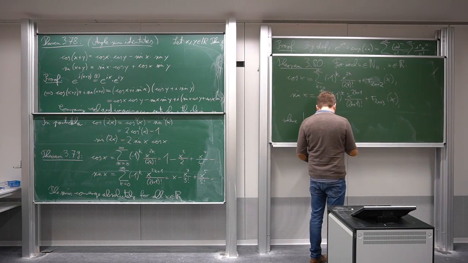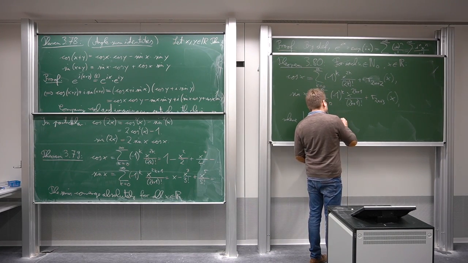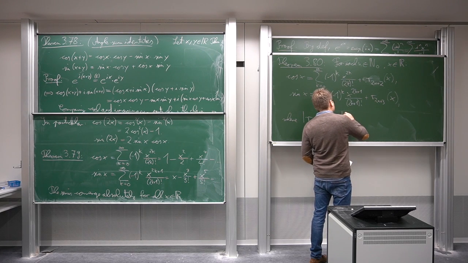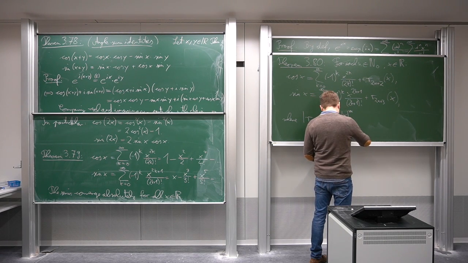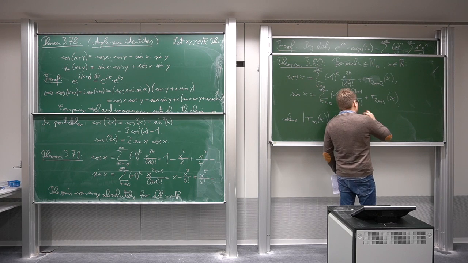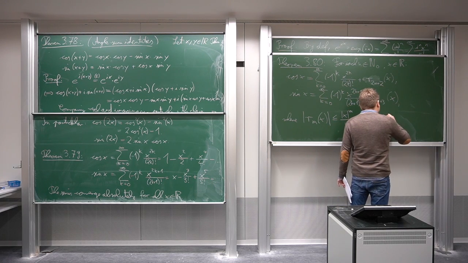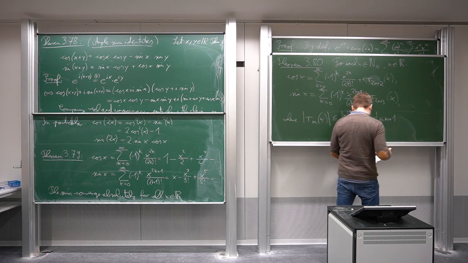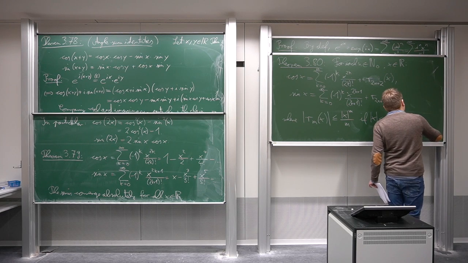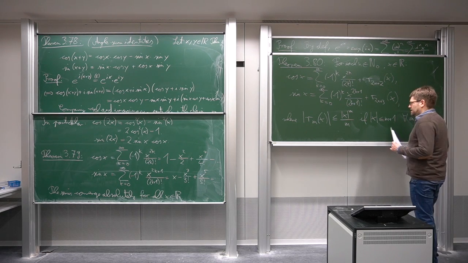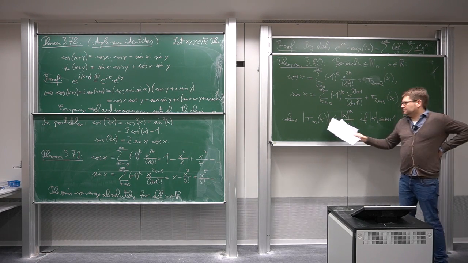And indeed it is the case: you can estimate that the absolute value of the remainder is smaller than or equal to the absolute value of x to the power of m divided by m, as long as the absolute value of x is smaller than m plus 1, and this for all m bigger than or equal to 2. So this shows us how the remainder behaves.